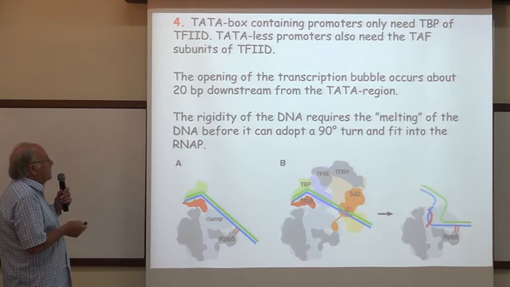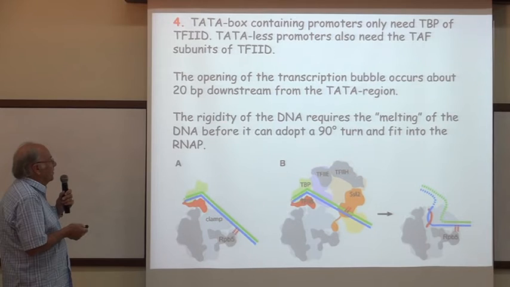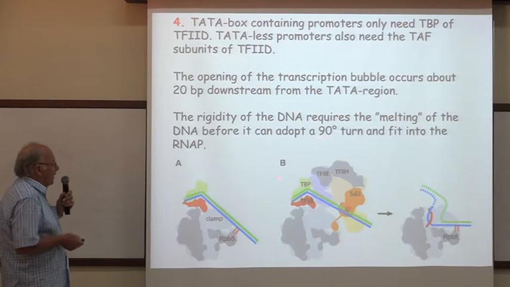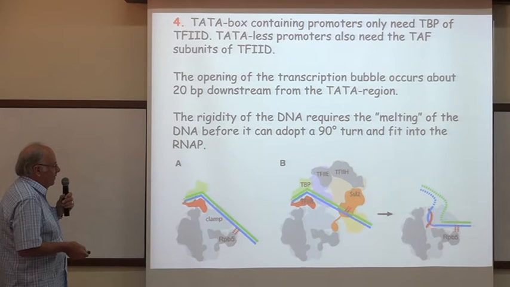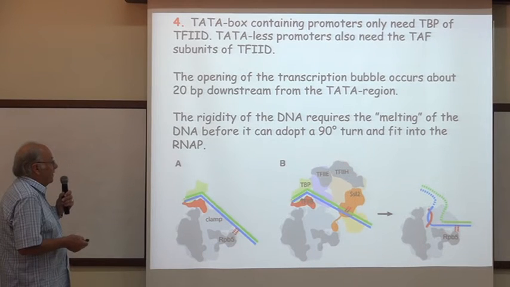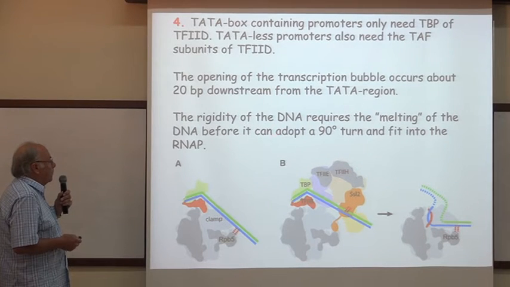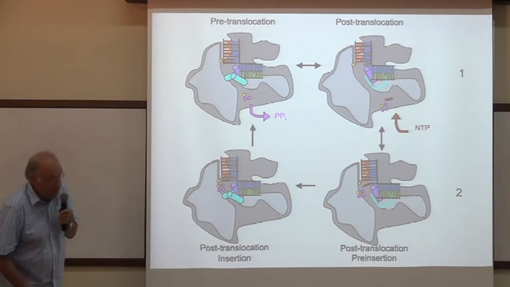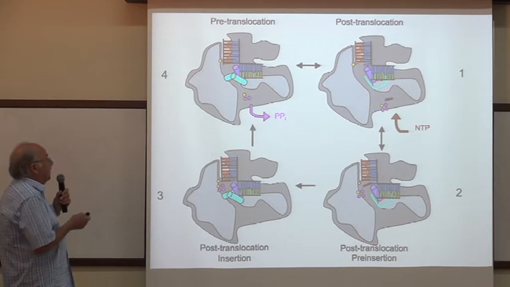The opening of the transcription bubble occurs about 20 base pairs downstream from the TATA box binding region, the TATA region. And the rigidity of the DNA requires the melting of the DNA before it can adopt the 90-degree turn that we have down in the active site here. So the DNA has to be melted, and this is partly due to TF2B.